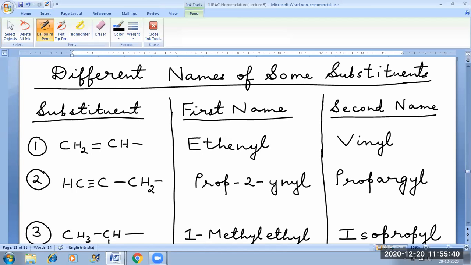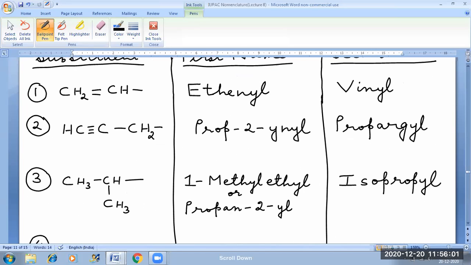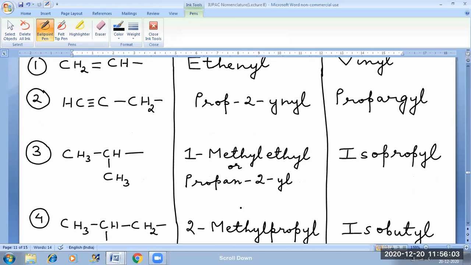Now, we have been using these names, that is the second column. The second column contains the names which we have already learned. But the third column contains the names which we may not have learned, and that is why I've given you the third column.